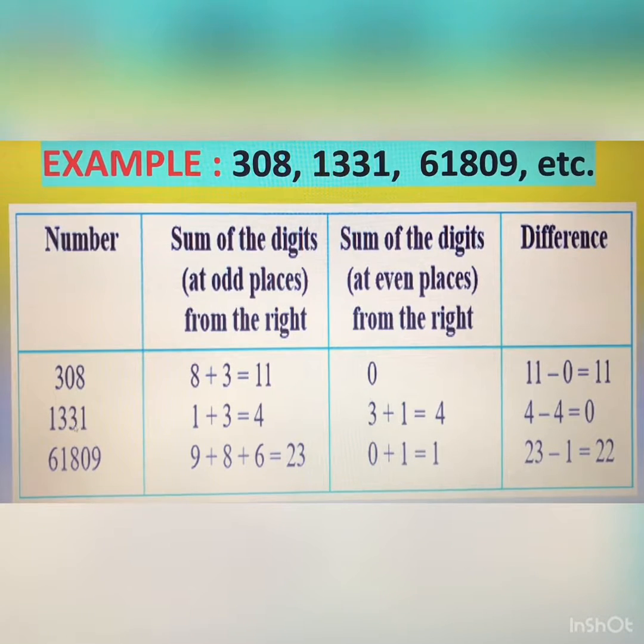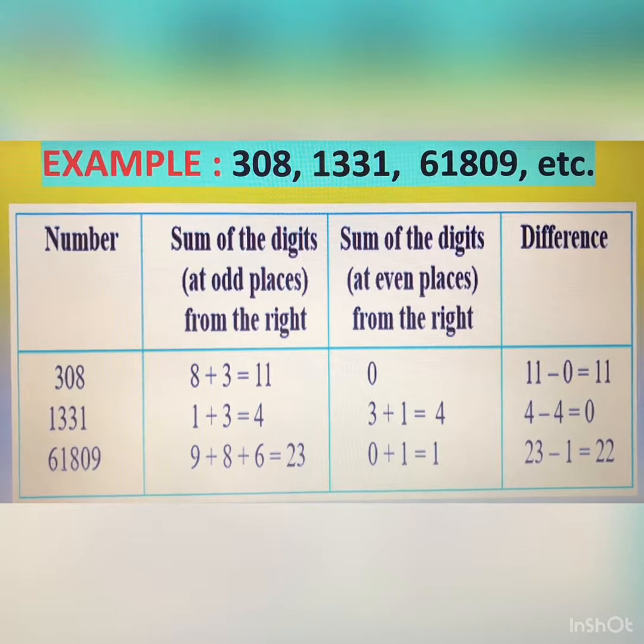Now you check the second number, that is 1331. That is the odd place digit. You count here 1, 2, 3, 4. So 1 and 3, these are the odd place digits. So 1 plus 3 is 4. And the even place digits are 3 and 1. So here 3 plus 1, once again, you will get 4. So the difference of these two, 4 minus 4, means 0. If you get the result 0, then this number is also divisible by 11.